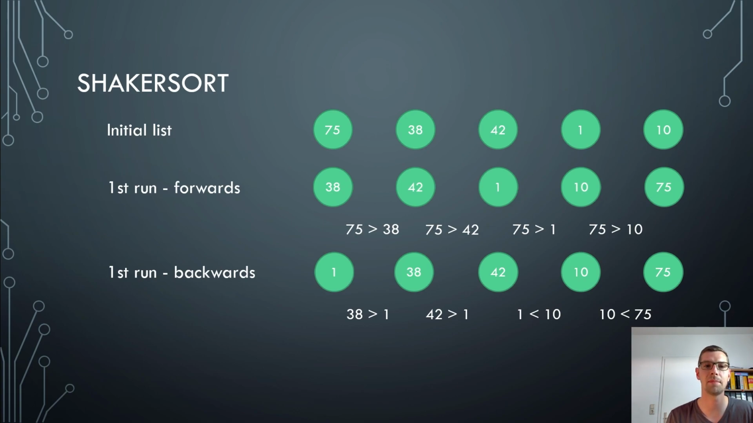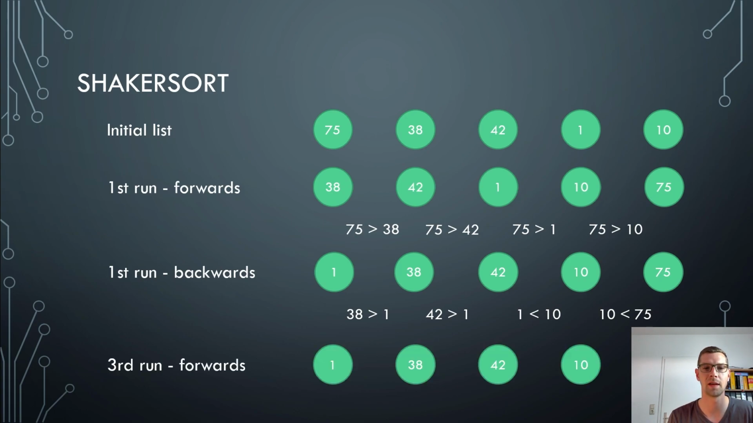Alright, in our next step, we are now in our second run and we go forwards again. So we look at our data, we compare the 1 and the 38. The 38 is greater, so we don't have to do anything. The same when we compare the 38 and the 42. Now we compare the 42 with the 10 and we see we have to make a swap there because the 10 is smaller. And then we compare the 42 and the 75 and we see the 42 is smaller, so we don't have to swap there.